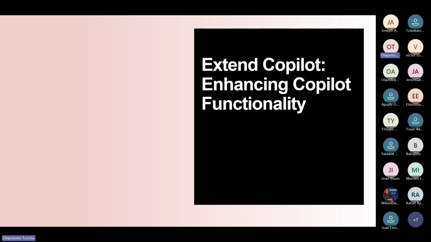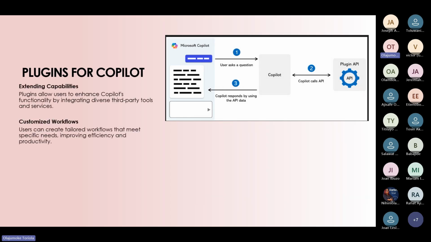What extending does is that it bridges the gap between what you want to do and what Copilot can do at that time. So you can extend the functionality to bridge the gap. What you can use are things like your plugins, your connectors, or message extensions. Plugins for Copilot enable users to extend its capability by integrating third-party tools, allowing for customized workflows tailored to specific needs.